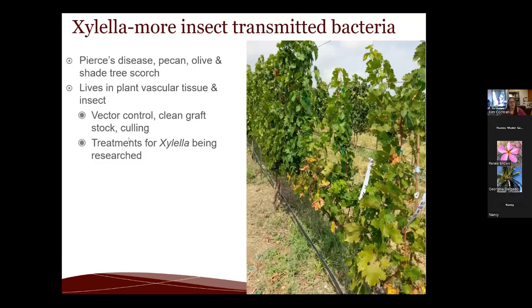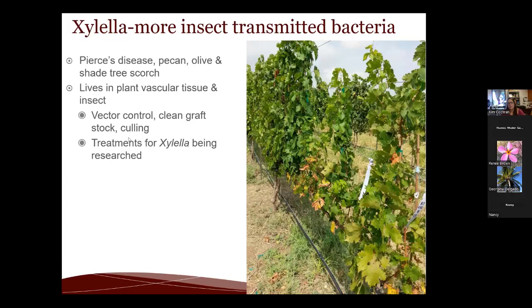All right, so Xylella is another insect-transmitted bacteria that also affects a lot of our high-value plants that require a lot of effort to manage and get established. This group of bacteria causes Pierce's disease on grape. It causes pecan, olive, and shade tree scorch. I actually just had a sample of an oak tree that had bacterial leaf scorch. So it is out and about in our area of Texas.